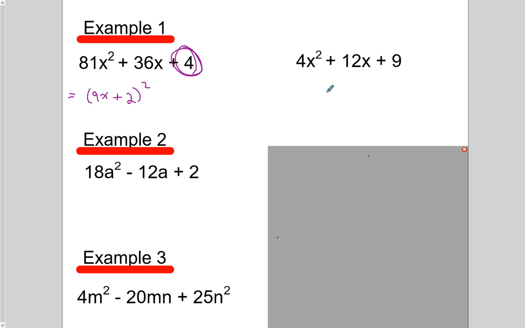Okay, so you've completed that one, and we would have said it's going to be 2x plus 3 squared. And we work all that out, and we'll have our final answer. Okay, let's look at another one.